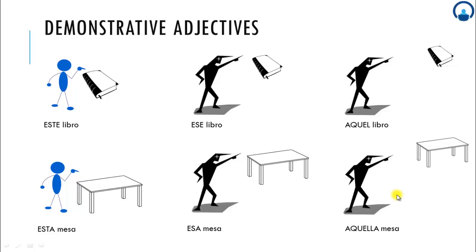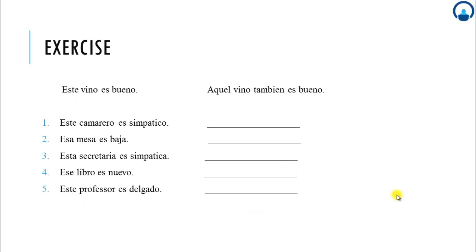Now that we have learned the demonstrative adjectives, it's time to test what we have learned. So here we have an exercise for you. Example, the statement we have is este vino es bueno. That means this wine is good. The answer is aquel vino también es bueno. That means that wine also is good.